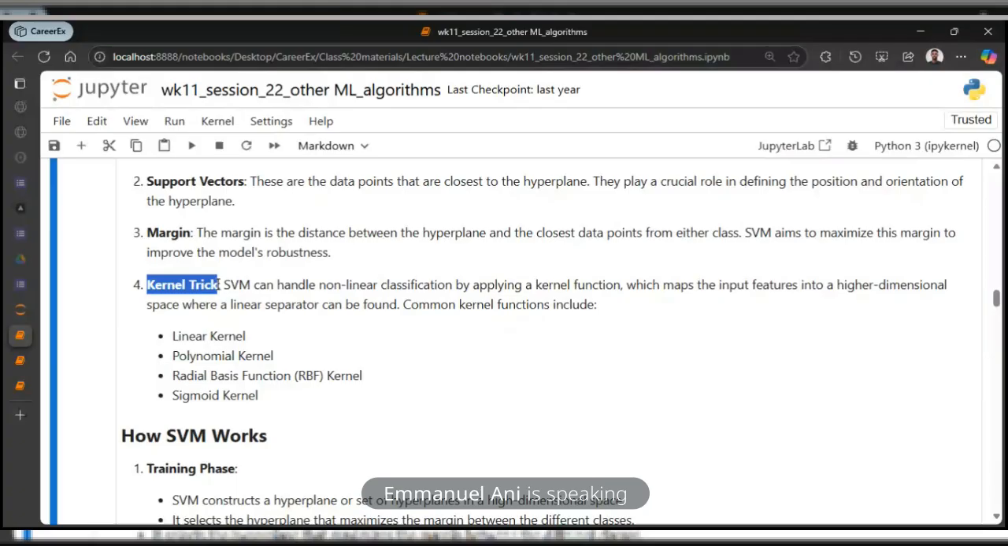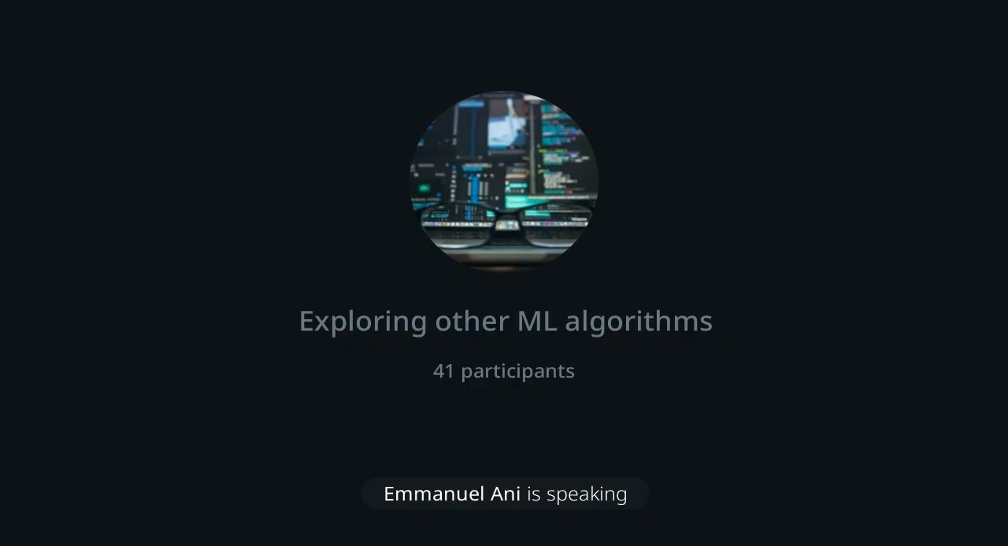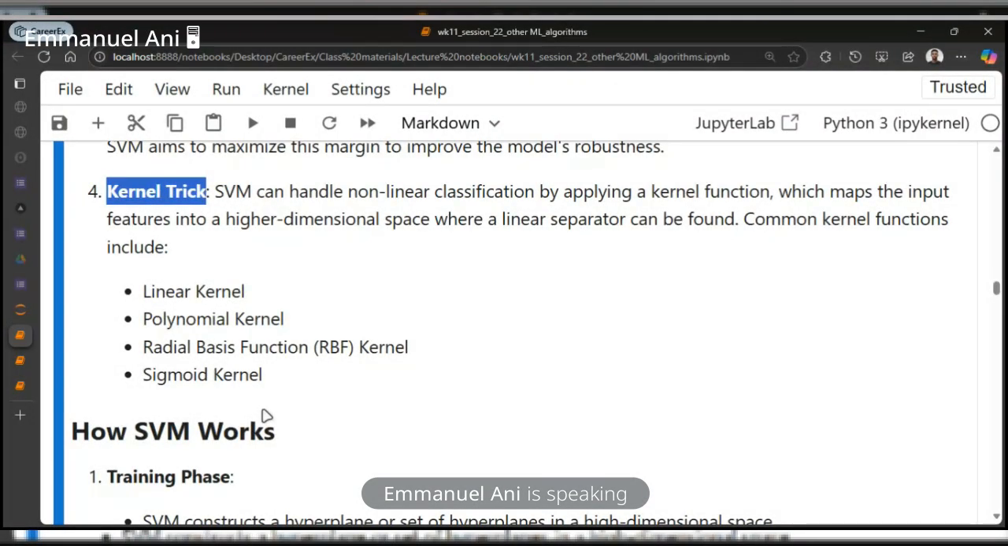Now, if you don't understand everything I've said so far, understanding this kernel trick will be much more tricky, right? So I want to believe that you kind of have an idea. You might not 100% understand everything, but you already have an idea of what I've explained so far regarding SVM. So kernel trick in this case is a way to adapt SVM to classify non-linear data.